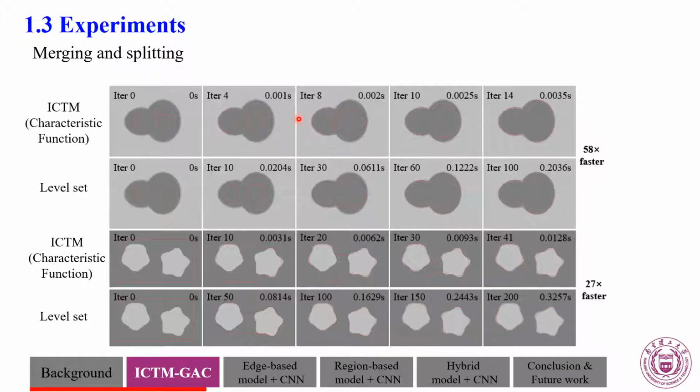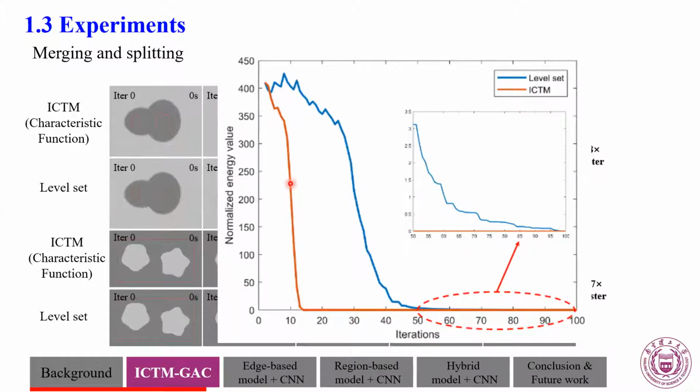We first apply the proposed method onto static images to show that using a characteristic function can also handle topological changes such as merging and splitting. Both our method and the level set method can achieve the same segmentation results. However, our method is much faster than the level set method. We also compare the energy value change with the iteration. It can be observed that our method converges fast.